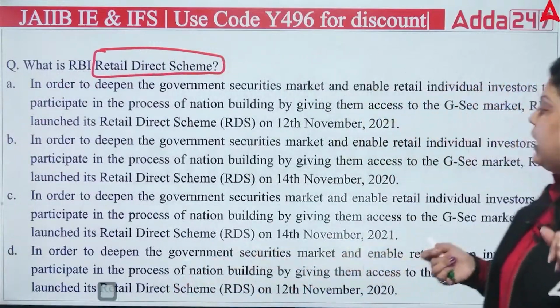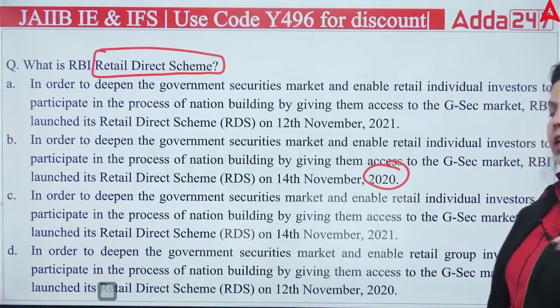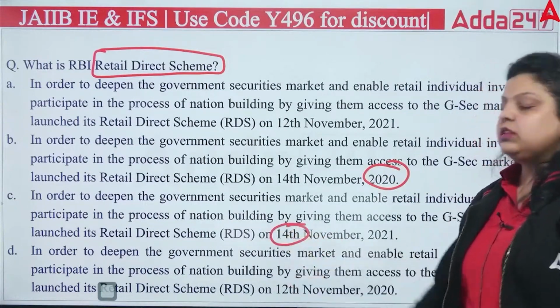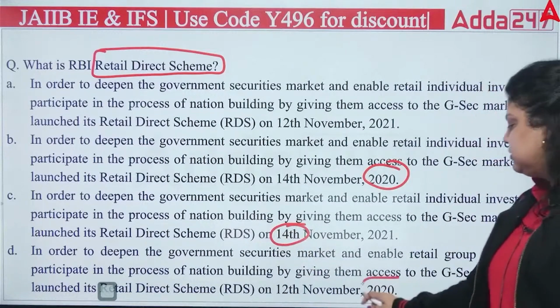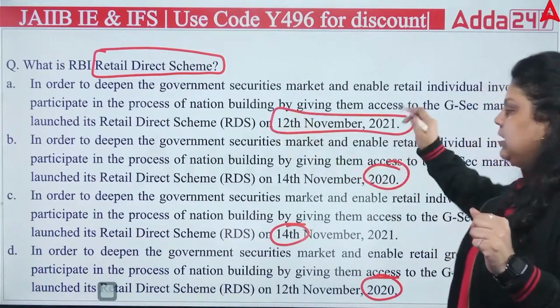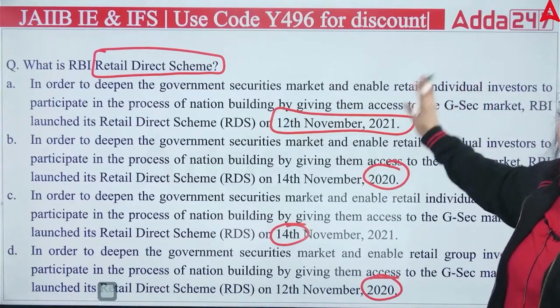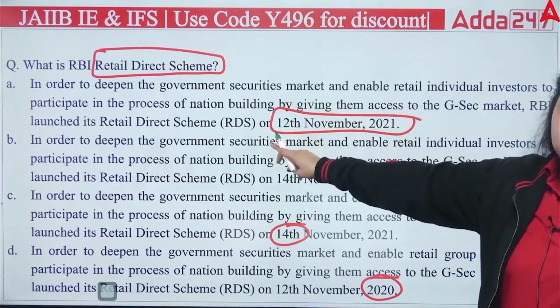but now I will tell you how you can eliminate the other options very quickly. I am checking here that the year is talking about 2020. Here the date is about 14th of November, and here the year is 2020. And in the earlier question we have discussed this date. The date was written in the earlier question. 12th of November 2021 was the day when RBI launched the retail direct scheme.